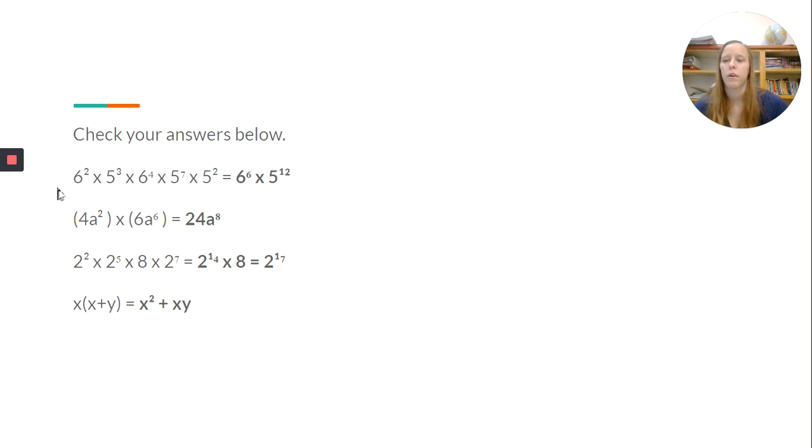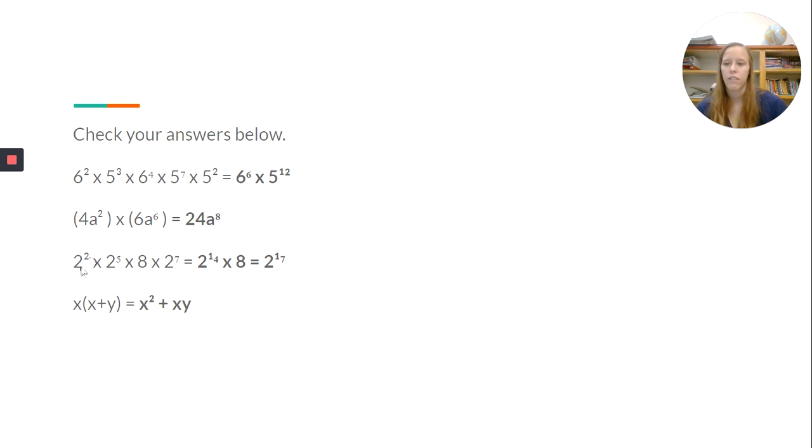Okay, so we took the two 6s and got 6 to the 6th. We took the three 5s and got 5 to the 12th. 3 plus 7 plus 2 is 12. This one, we have the same base, and we're actually multiplying that 4 times 6. So we had 24 for that, and then a to the 8th, because we took the 2 and the 6.